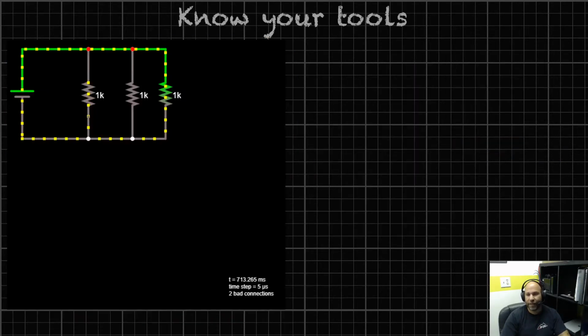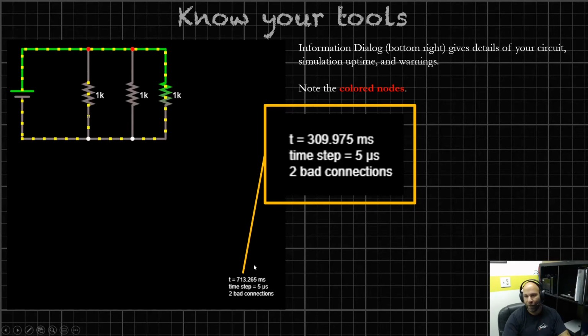All right. So here is an example of a quick parallel circuit that I ran in the simulator, and I want to point out a few things. This bottom section right here that I've called out, that's the information dialog on the bottom. It's going to be there all the time when you're running the circuit simulator. I want you to note a few things.